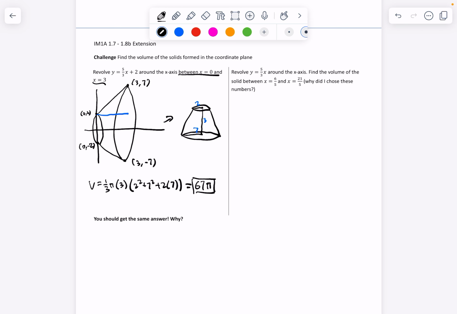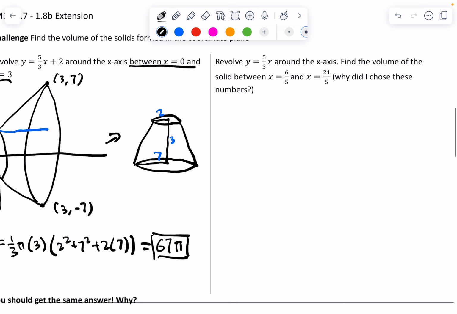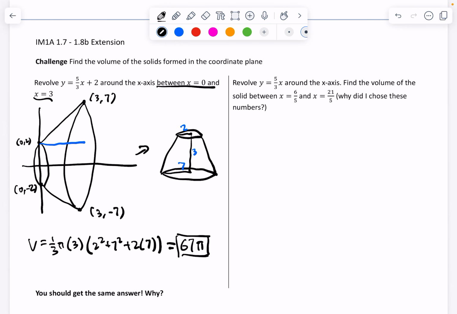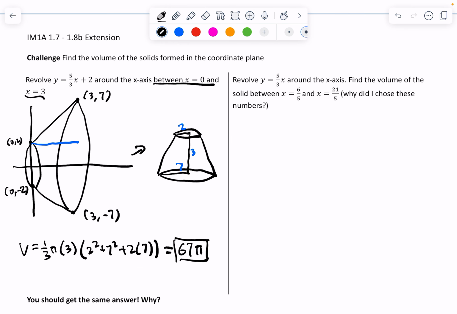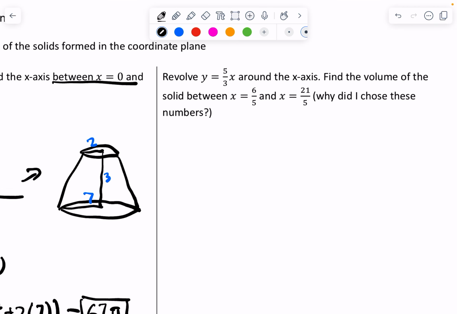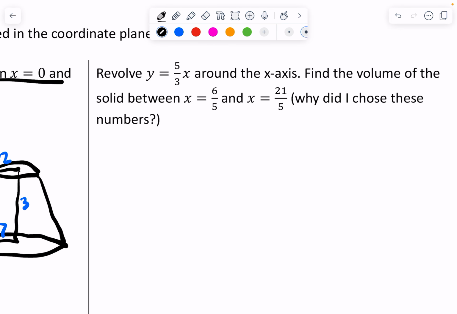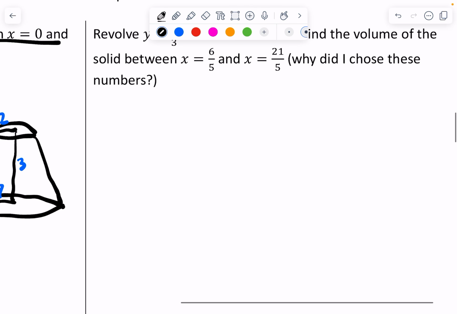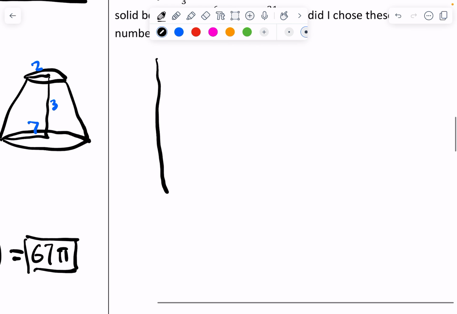But what about if I do this? What if I choose to revolve y equals 5 over 3 x across the x-axis, but I want to find the volume between these two values. And right now, you might think it's kind of weird why I chose these two numbers, right? I didn't even choose integers, I just chose some random fractions. But you'll see something very interesting happen.